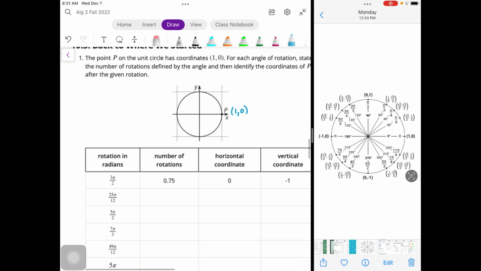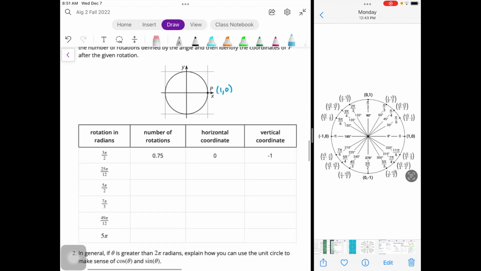Yeah, we can still see that. Okay, so the first one is done for us. We have 3 pi over 2, and you can see 3 pi over 2 is pi over 2, pi, 3 pi over 2. So it would be right here, and we can see on our unit circle right there that it is 3/4 of a rotation. The x coordinate, the horizontal coordinate, is 0, and the vertical coordinate is -1.